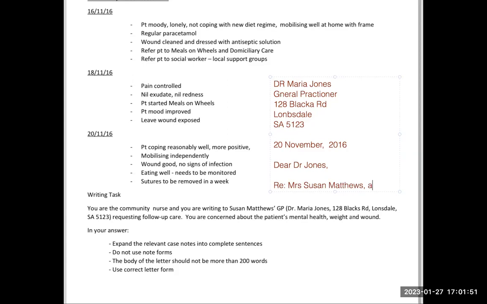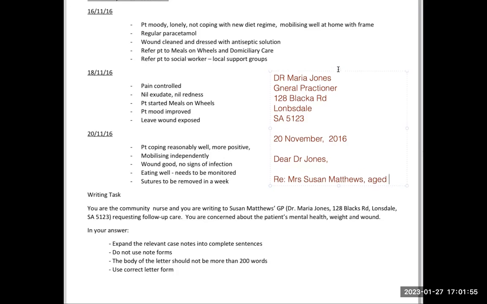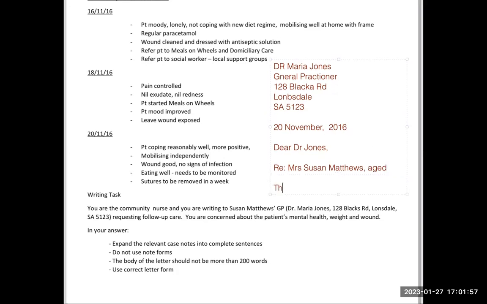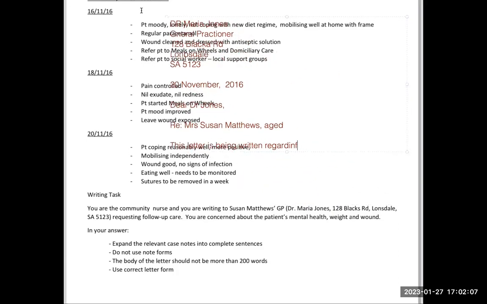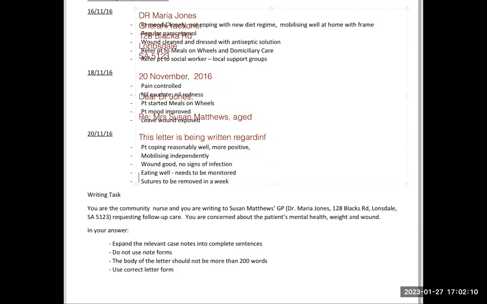Then I will say aged, which I will get to know beforehand. This is the pattern of OET. Then you start writing: this letter is being written regarding. I hope all the new YouTube followers can see all this. This is the normal pattern, and I'm talking about the pattern first now. By chance, I have started it. Then you make 4 or 5 paragraphs.